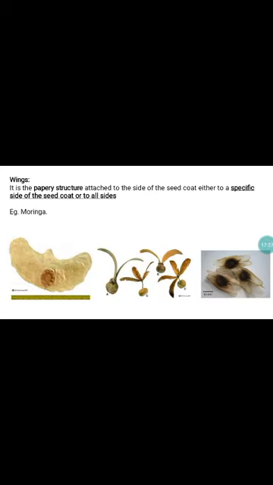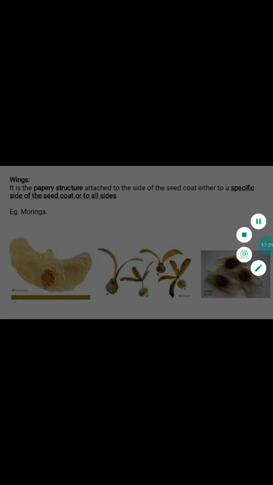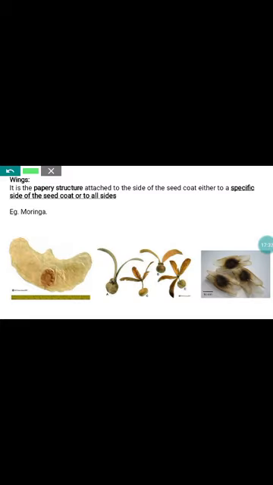Then some of the seeds have wings. Winged seeds have a papery structure attached to all sides of the seed, or one side, or a specific side of the seed. We can see this very commonly in the moringa seed, Acacia mangium, and helicopter seeds. Here you can see these are helicopter seeds, so the wings are arranged like helicopter wings.